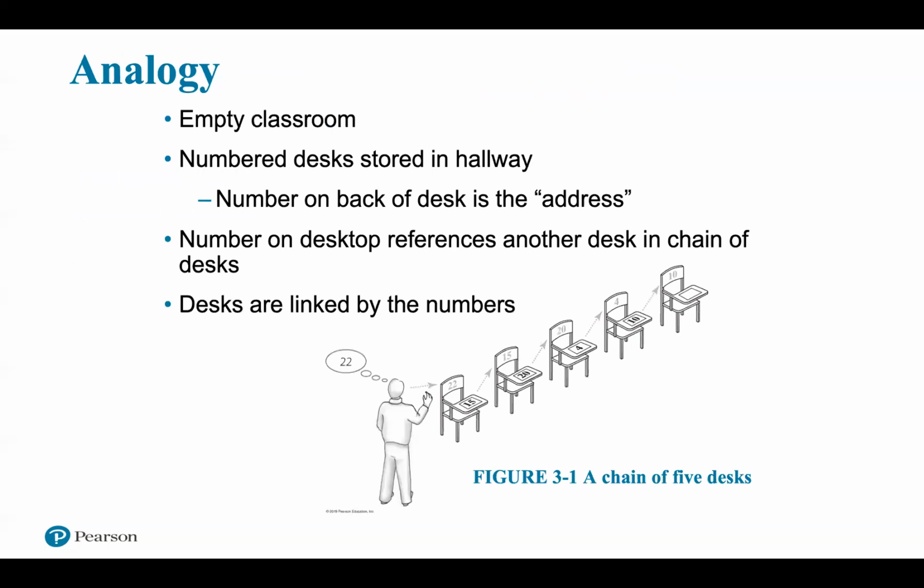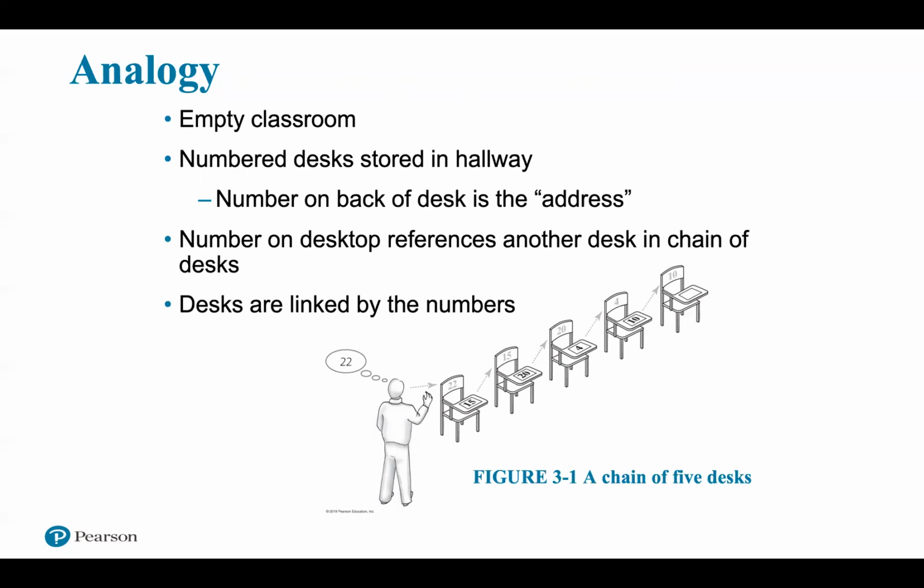So why don't we think in terms of an analogy to help us get familiar with this? Here in the figure, we're seeing a chain of 5 desks. No desk references the first desk in the chain, but the instructor knows its desk number, 22. Notice that the last desk in the chain does not reference another desk. The piece of paper on the desk is blank. The chain of desks provides an order for the desks.